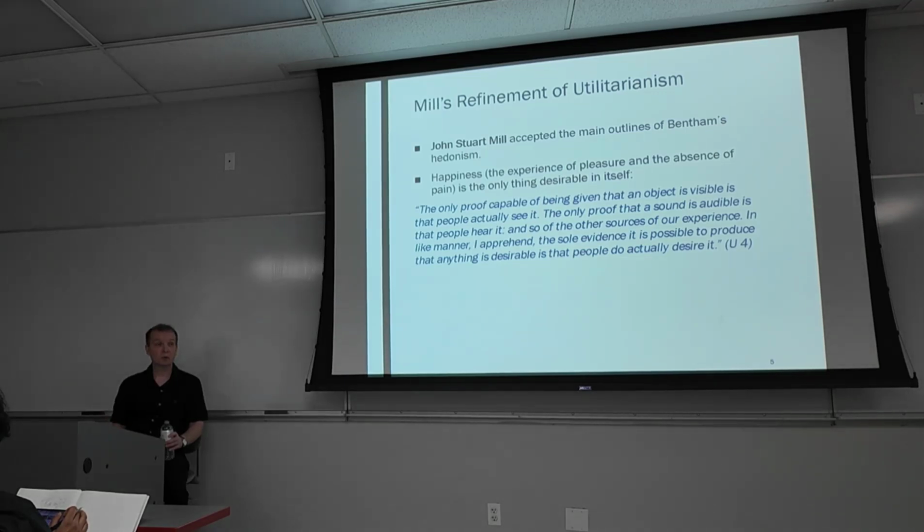Well, first of all, of course, that we shouldn't tell people what they should desire. If people desire it, then it is desirable. He was very much pro-freedom, pro-liberty, and that's why one of his most famous works is called On Liberty. We'll talk about it in a few minutes. But that is all connected to his idea of utilitarianism, rather than with Bentham.